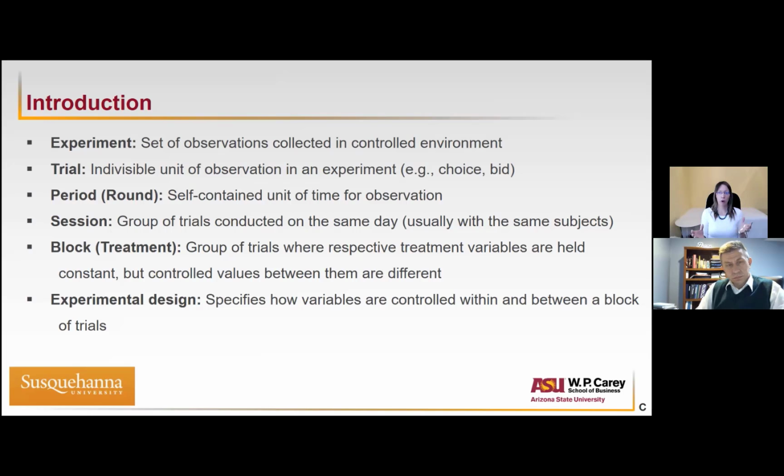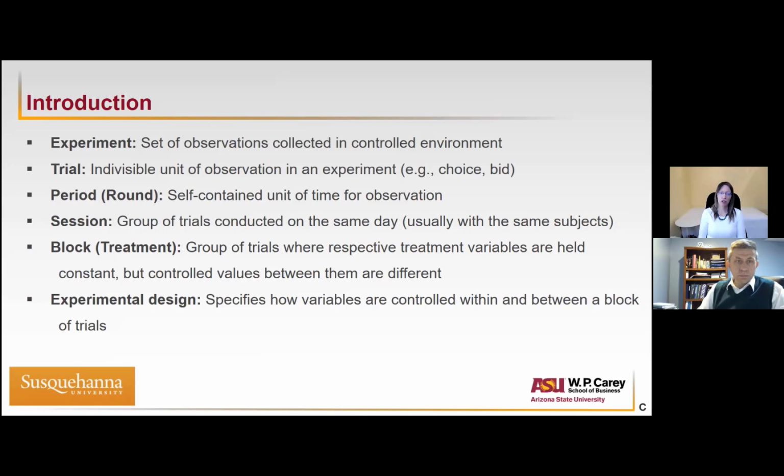Now, when you think of all the participants in this one group of trials, then we call that a session. So a session is usually with the same subjects, and I can have multiple sessions on a day. I can have multiple sessions in a week, and all sessions together will be all my observations, all my data that I can use to model the willingness to pay or preferences.